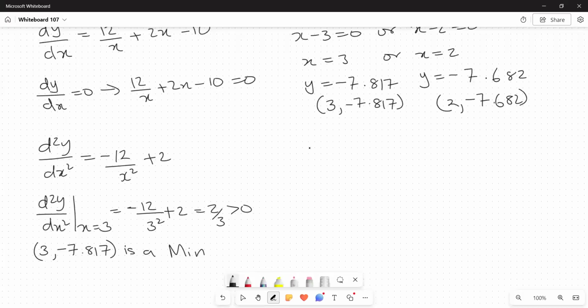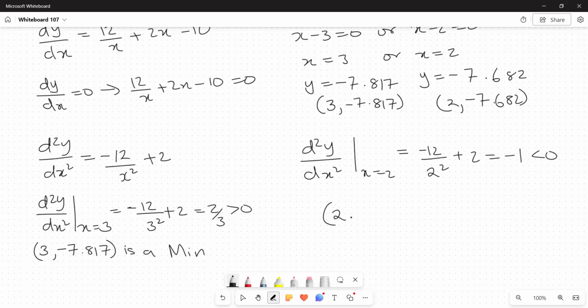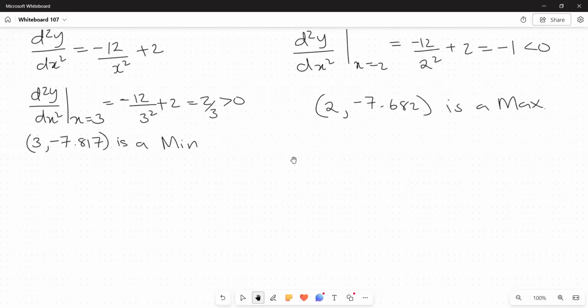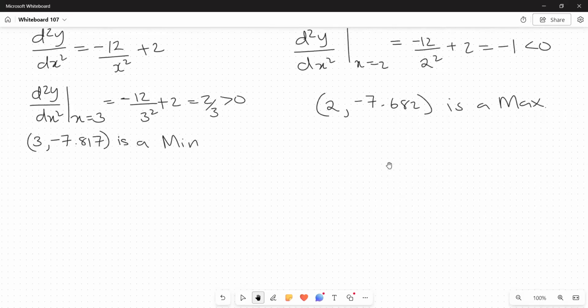And for the second one, d2y/dx2 when x is equal to 2, here we get negative 1, which is less than 0, and that means (2, -7.682) is a maximum. Okay, so with this particular question, it didn't just ask for the minimum and the maximum. It said find the point of inflection as well.